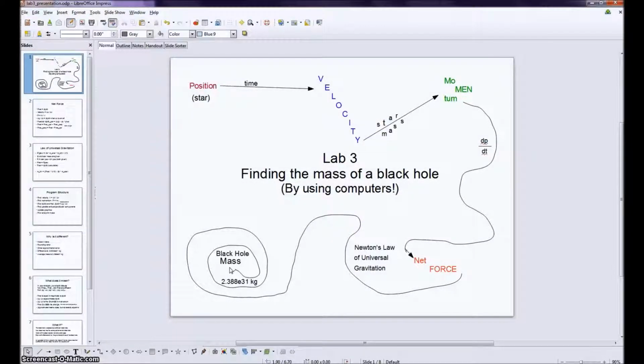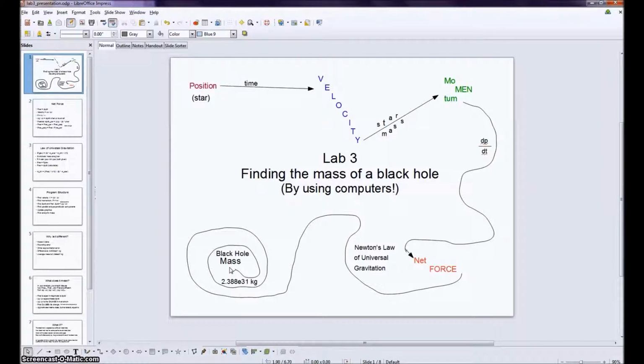The objective of Lab 3 is to find the mass of a black hole by using a computer model. The computer model takes the position data of a star which is orbiting a black hole and finds the star's velocity and momentum and the net force acting on the star, and then it uses that net force and Newton's universal law of gravitation to find the mass of the black hole, which in this case is 2.388 times 10 to the 31st kilograms.